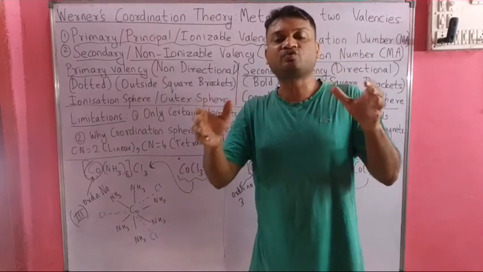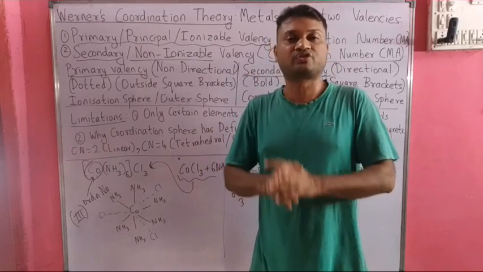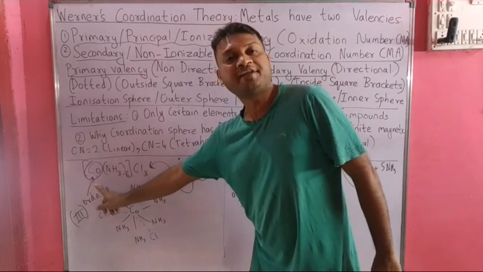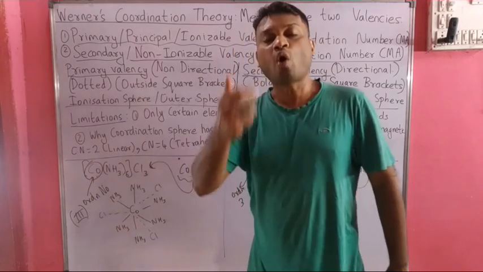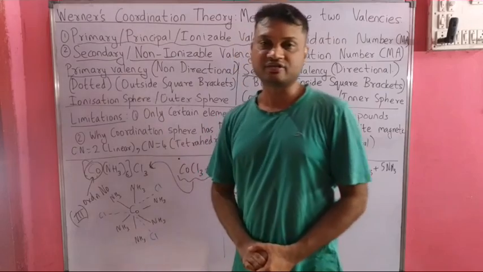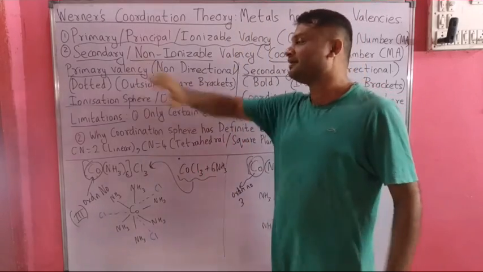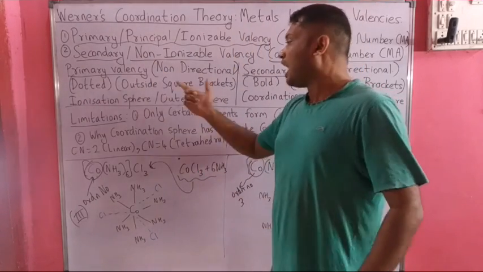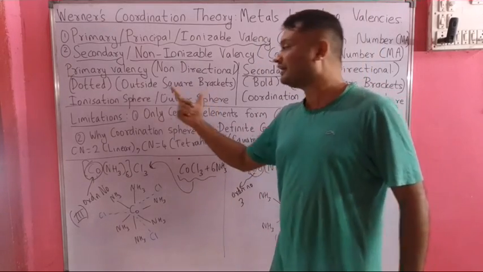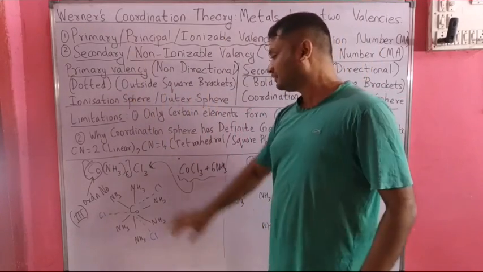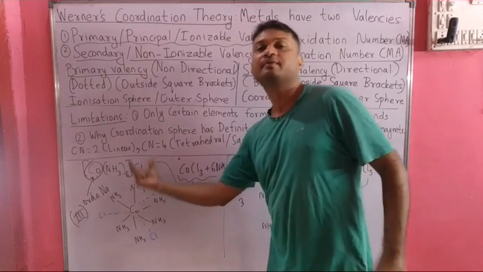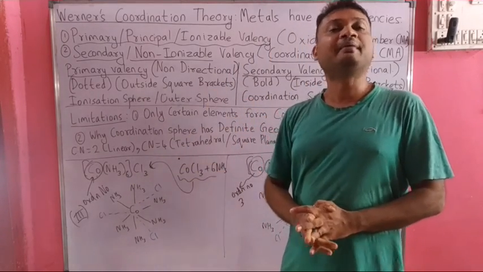In the square brackets, we will have the coordination complex. So in the square brackets here, we are denoting the coordination complex, in which we have coordinate bonds between the central metal atom and the ligands. So this is all about the primary valency. It is outside the square brackets, so it is the outer sphere, or we can say the ionization sphere. This part is called the ionization sphere or outer sphere. So these are the points about primary valency.